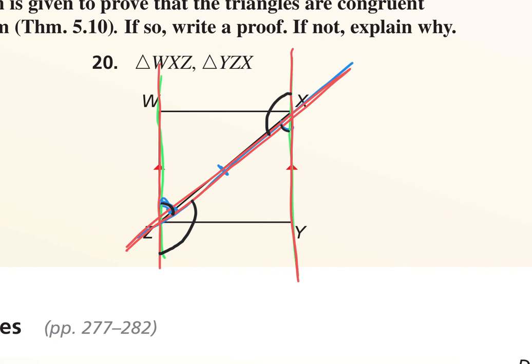Correct. If it gave you both pairs of parallel sides, now you've got it. Wait, so the angles that are congruent are the angles that are enclosed by the transversal and the parallel lines? Exactly. Yep.